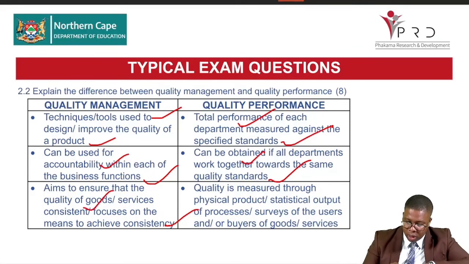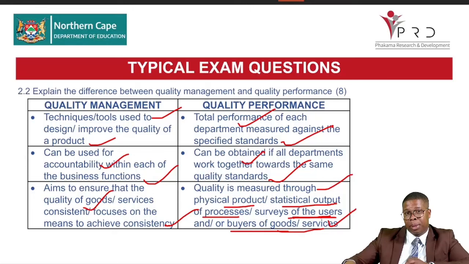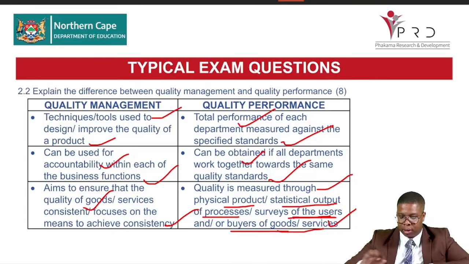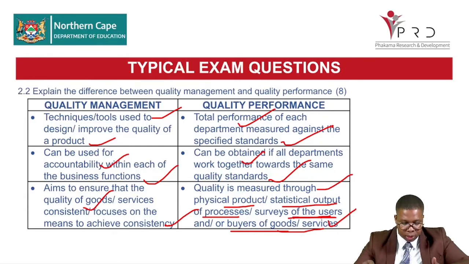Hence, it says here, quality is measured through the physical product or the statistical output of processes or surveys of users or buyers of a goods and service. So we also check the buyers and the survey from the buyers to say, are the buyers happy or not with the product? So it also will help to check the performance of the business and the performance of the product. Then we look into the total quality management under quality of performance.